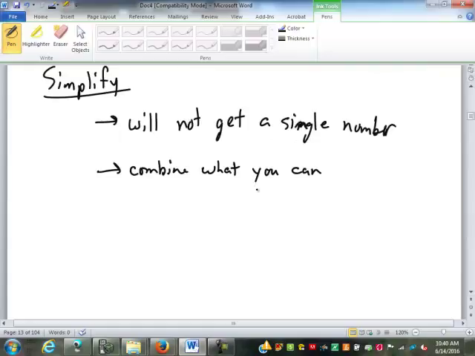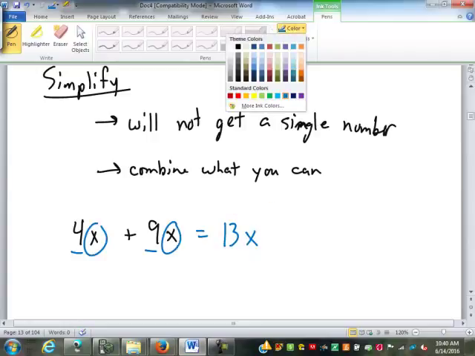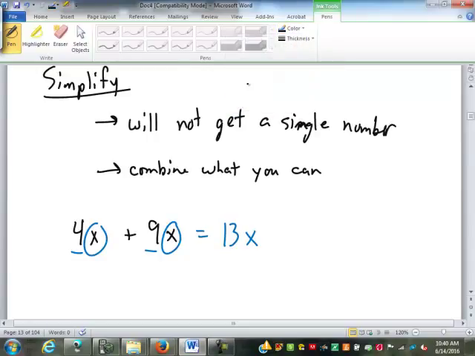Just like we said yesterday, every number has a count and a name. And addition and subtraction, multiplication, division work depending on the rules for dealing with the count and the name. So if I have 4x plus 9x, remember when we add numbers, we combine the counts. So it's 4 plus 9, which is 13, and we keep the same name, which is x. So it becomes 13x.